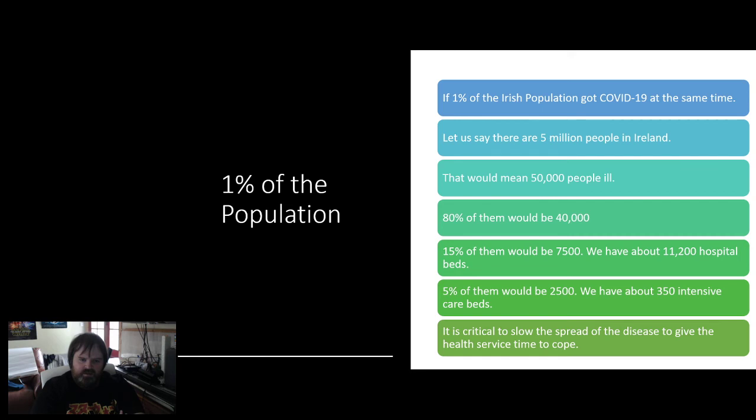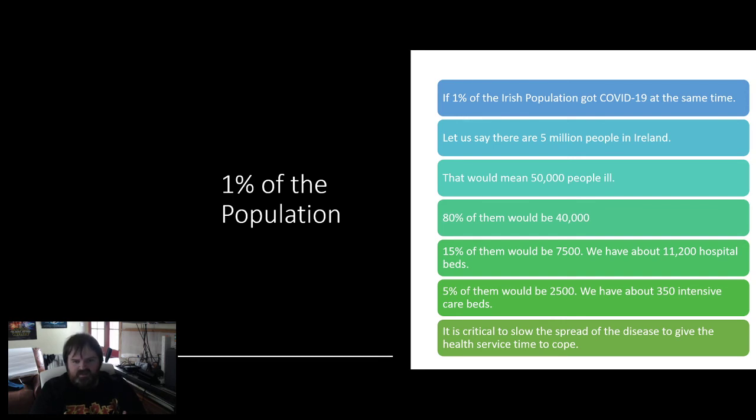80% of 50,000 would be 40,000. 40,000 people at home, sick, maybe requiring a little bit of medical care, probably not. 15% of people would be 7,500. In Ireland there are about 11,200 beds. Now, those beds are not all empty. Those beds already have sick people in them. But let's say we have another 7,500 people coming in. Immediately the health service is overrun.